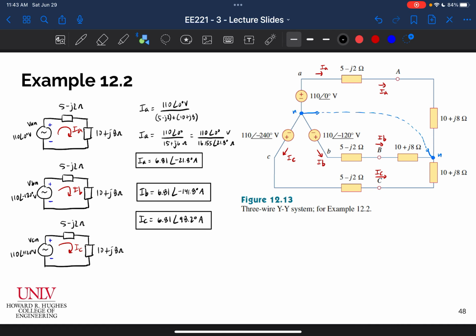We basically solved this problem. We found IA, we found IB, we found IC. And that pretty much does it for this example. In the next video, I'll just prove, real quickly, that this is the case for these two line currents, and then we'll move on to the next example.